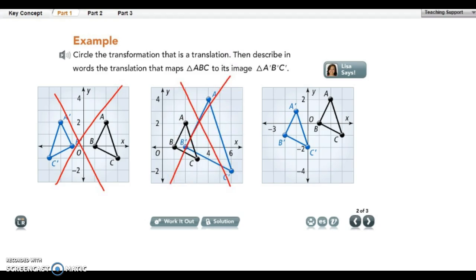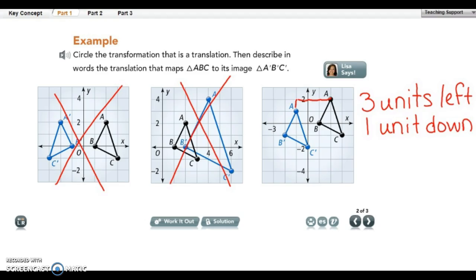The third one then must be it. So let's take a look. From A, we're going to move over 1, 2, 3 places to the left and 1 place down. So we're going to say 3 units left, 1 unit down. Looking at B, we've moved 1, 2, 3 units to the left, 1 unit down. And C, 1, 2, 3 units to the left, 1 unit down. So this one is our translation.